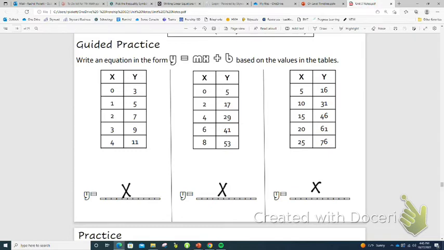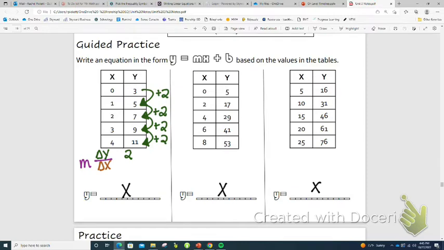In order to find m, we need to find the change in y over the change in x. So let's figure out how y changes. Going from 3 to 5, we add 2. From 5 to 7, we add 2. 7 to 9, add 2. 9 to 11, add 2. So the change in y is positive 2.